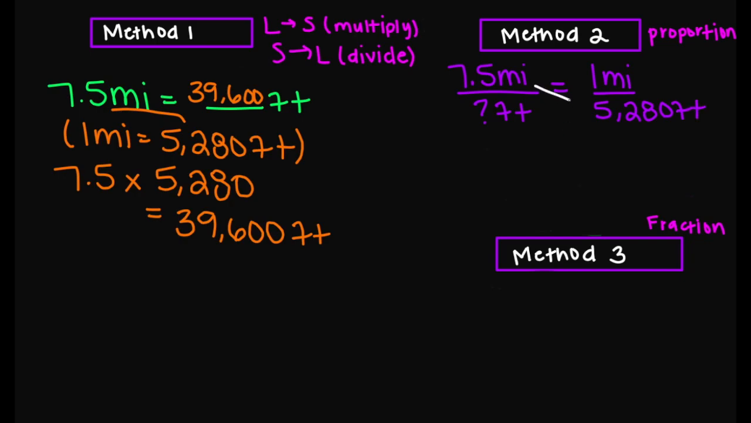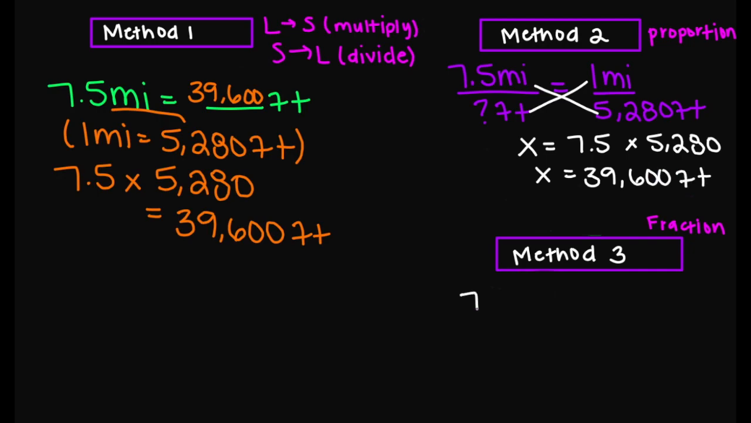So 7.5 times 5,280 here, and then 1 times 1 here. This can just represent x on the left side, and then 7.5 times 5,280. This is going to give you 39,600.